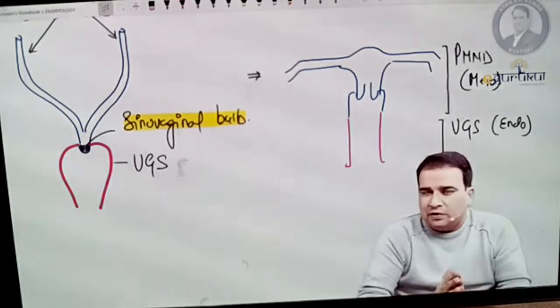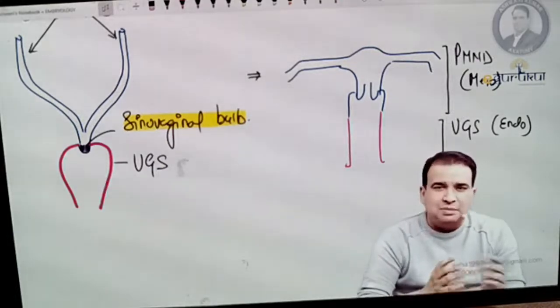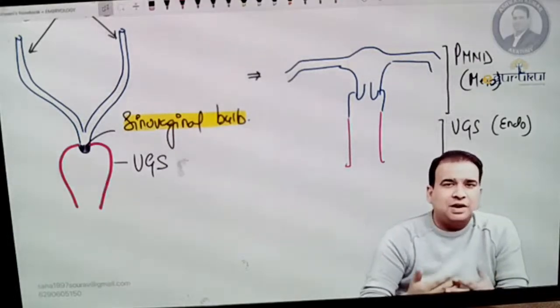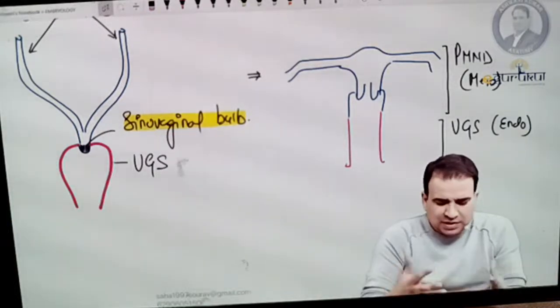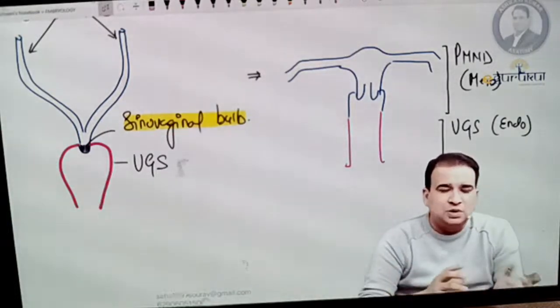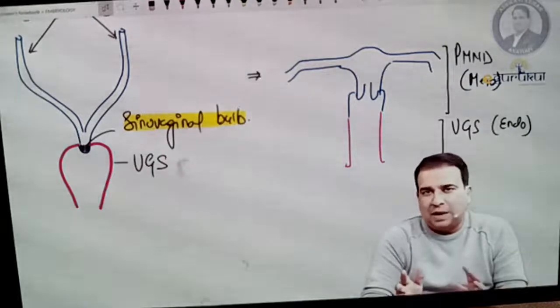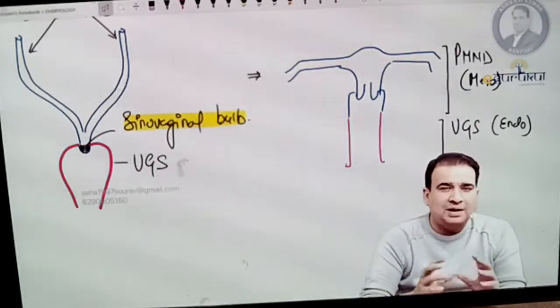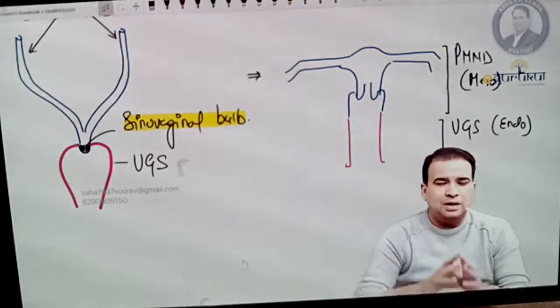So this is the fate of the paramesonephric duct in female. Well, it's a main duct for the female, and we just have remnants in case of the male. So let us talk about that, what remnants we have for the mesonephric duct and what remnants we have for the paramesonephric duct. And even before looking at that list, we can just think about it.